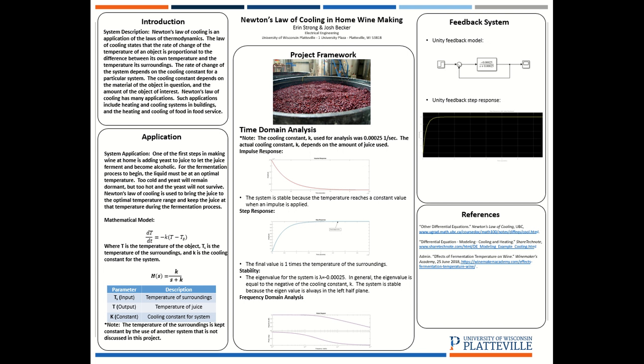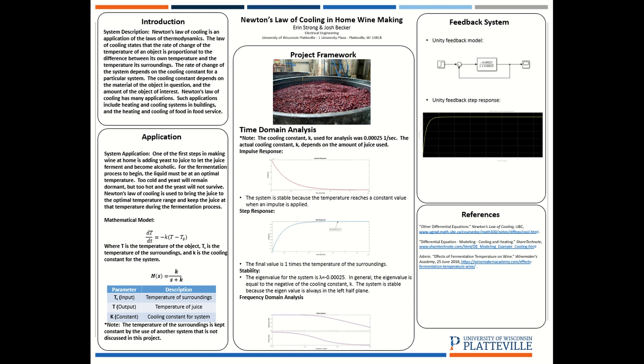Right, so the cooling constant K we used was very small, 0.00025 over 1 second, and the cooling constant K actually depends on the type of juice you use. So for our system, the impulse response was stable. That's because it goes to a constant value after the impulse is applied. And then for the step response, it goes to 1. So it's also stable.